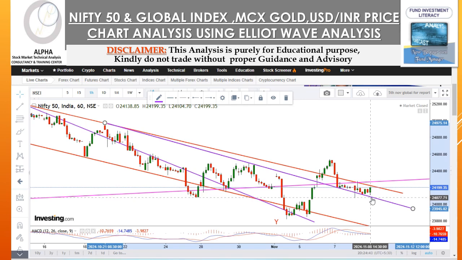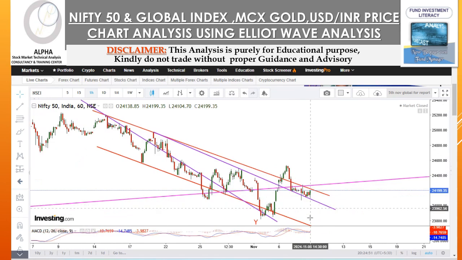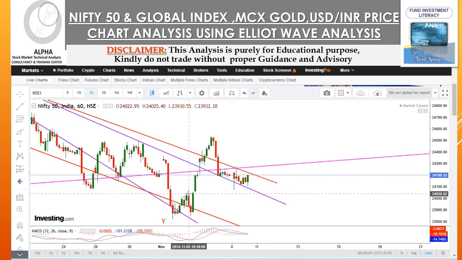It should not go beyond 24,077, and we can take this line as support, because if it does, again we might see a little more downside, and then if it enters this particular wave territory, then we are in a little bit of a corrective phase again. So the second support would be 24,038.